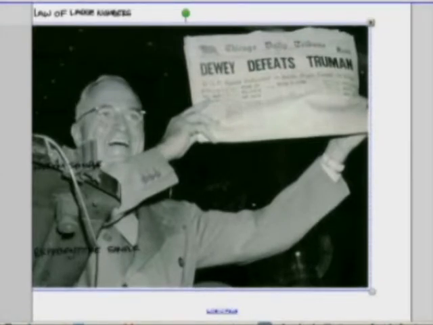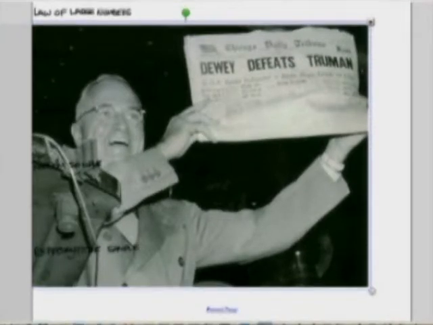So back in 1948, the folks at the Tribune decided what they would do is call people the day of the election. Who'd you vote for? Dewey. Who'd you vote for? Dewey. Who'd you vote for? Dewey. Landslide sample. They're confident in their sample.